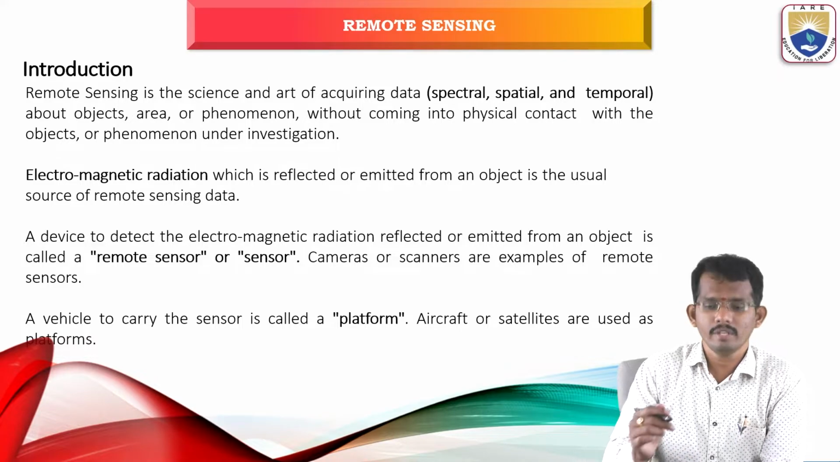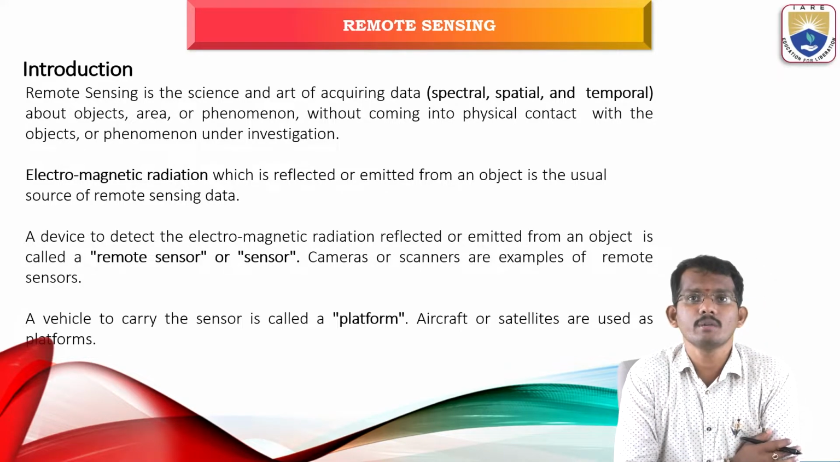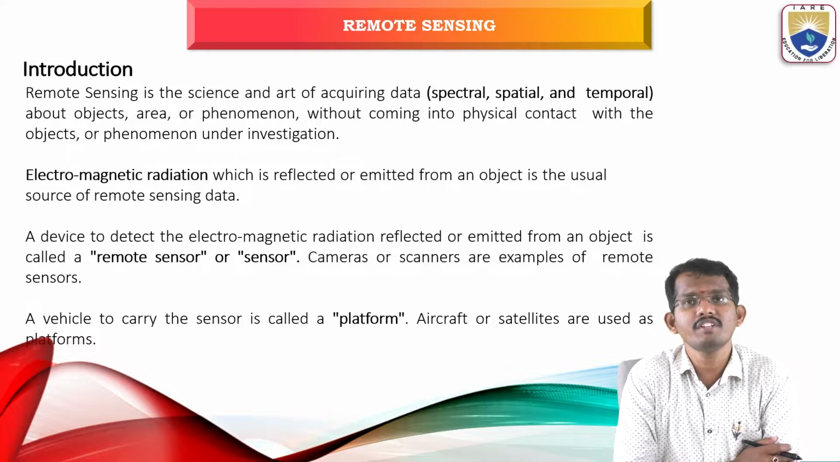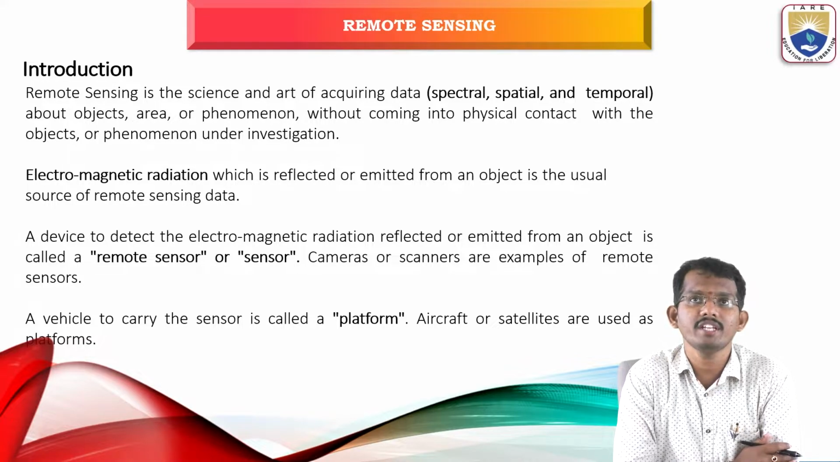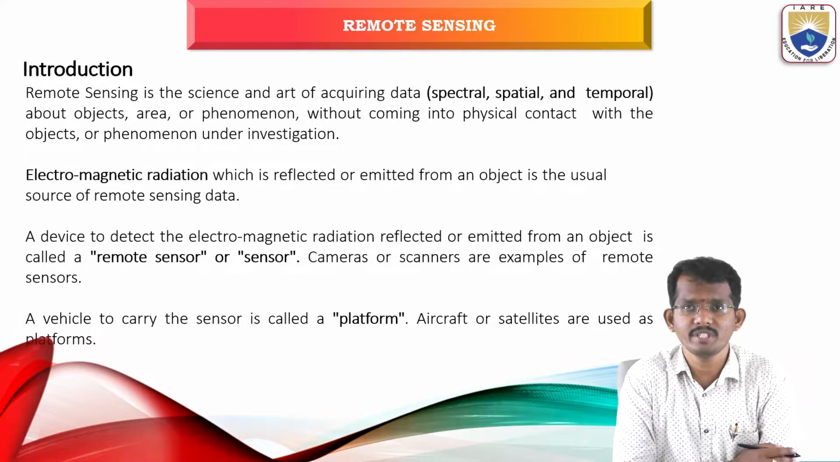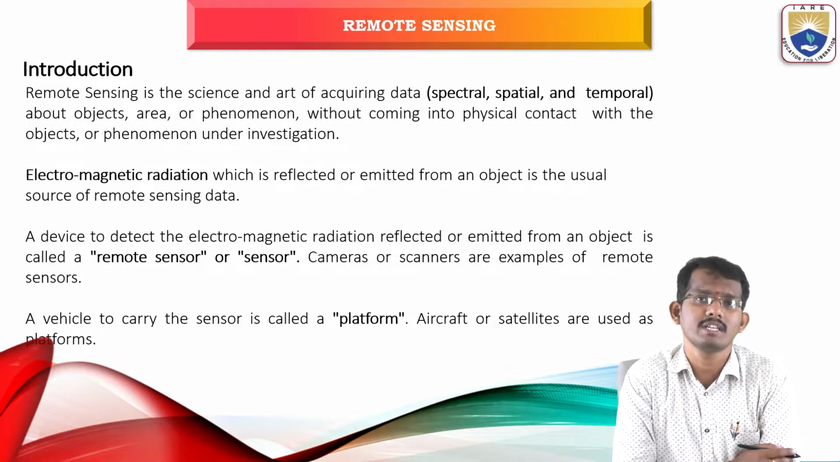So, before going to remote sensing, what is remote? Anything which is far or difficult to reach is called remote. Obtaining the information of an object without being in physical contact is called remote sensing.